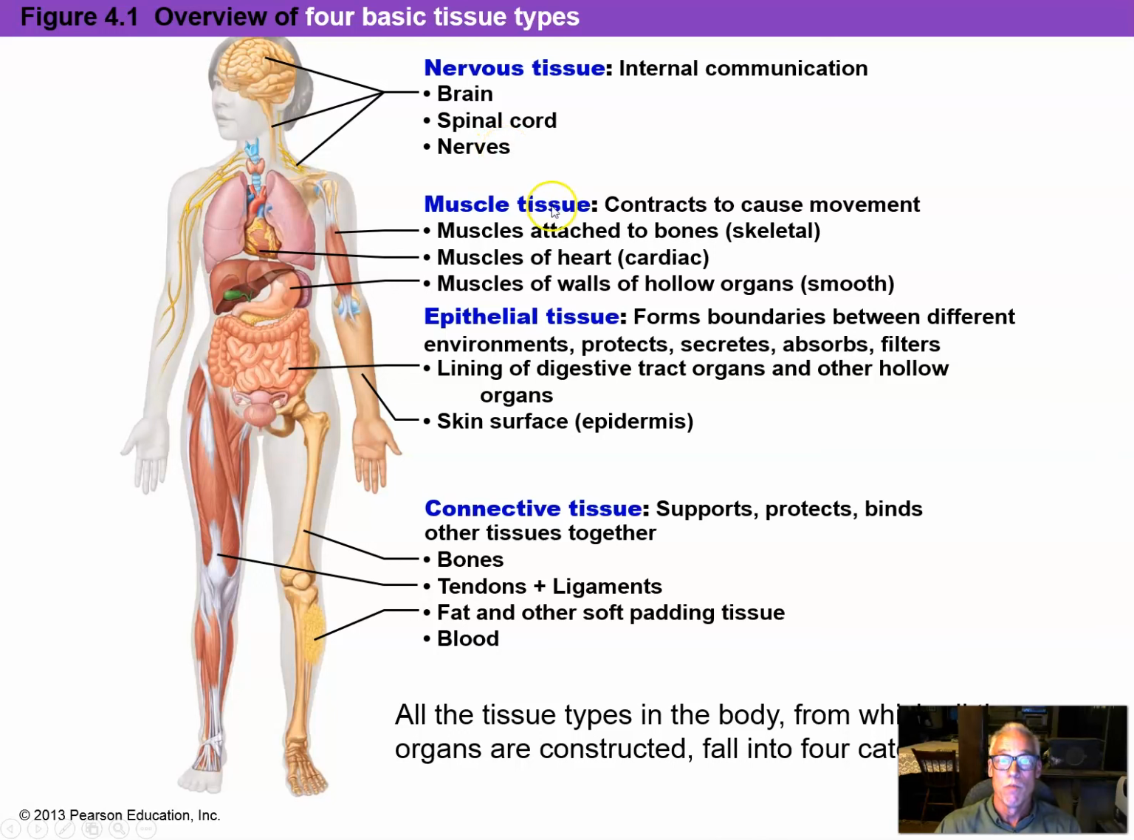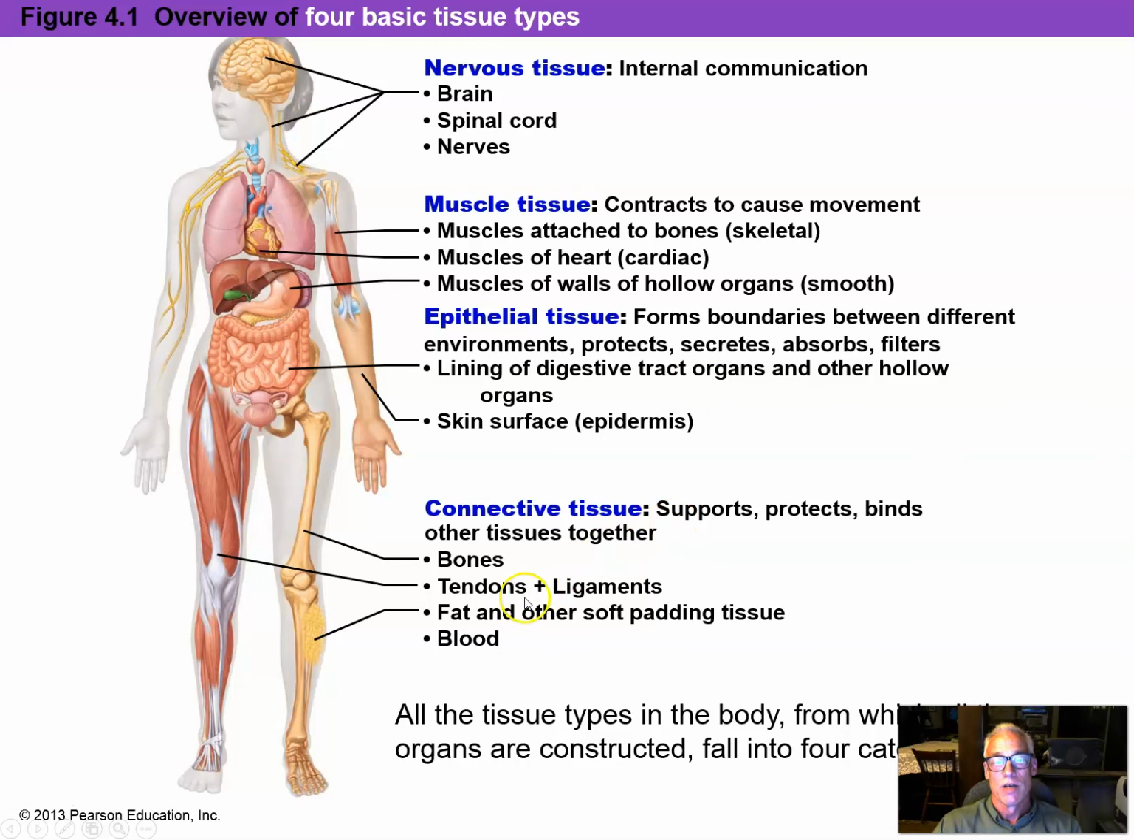Muscle tissue allows for movement of blood through the circulation, movement of the skeleton, movement of materials within hollow organs of our body. Epithelial tissues form boundaries that separate different departments, largely separating our body from the outside world, and we'll see some of the examples of that.